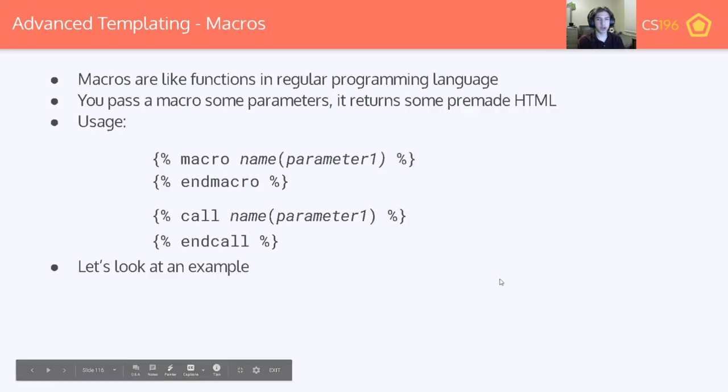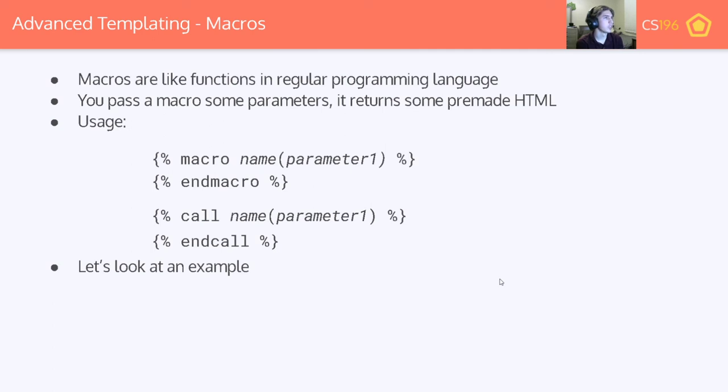So let's discuss our next topic very briefly, which is macros. And macros, I think for me, are maybe a more natural way of doing things, personally at least. So macros are like functions, which is you pass a macro some parameters, and it will return to you some HTML. And so we'll say macro name parameter 1, or you can have parameter 1, comma, parameter 2, 3, 4, however many. Name just being the name of the macro. And then we'll call that macro. We'll call name and pass whatever parameters we want to it.